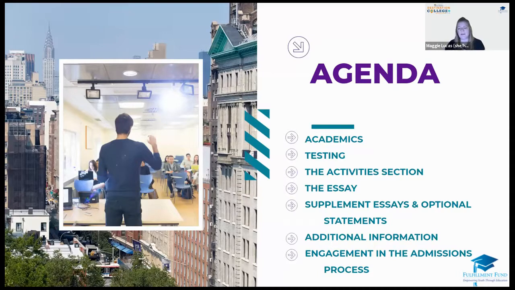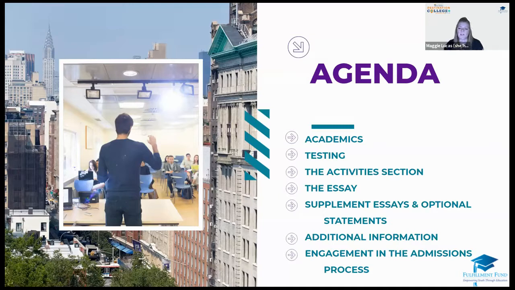So these are some of the things I'm going to talk about. I'll talk a little bit about academics and how they're used in the process. I'll talk a little bit about standardized testing, the activity section of the application, the essay, then those supplemental and optional essays that some schools have. So just the different components of the application. There's also an additional information section in the application, and when you should use that.